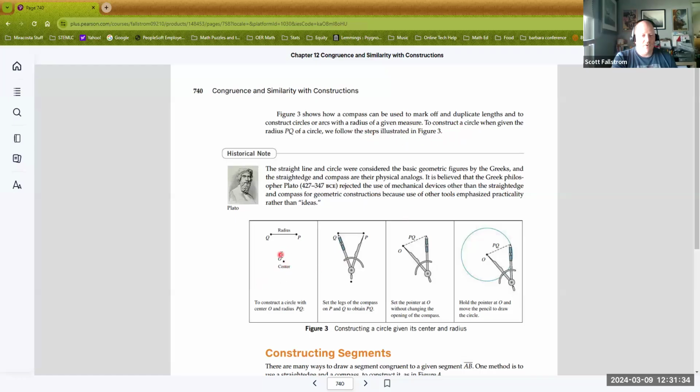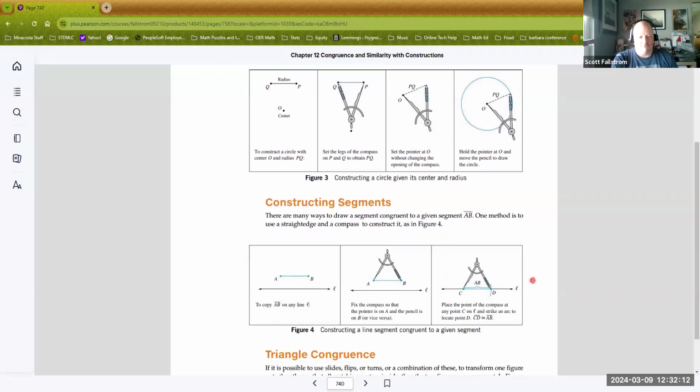Okay. All right. Then they say figure 3 shows how to mark off and duplicate lengths to construct circles or arcs. So if you have a point O and you have some length you want to replicate, set your compass, like I showed in the setup video, to replicate that length. Then put the pokey part or the pointer at the center, and then hold the pointer at O and move the pencil to draw the circle. Now, again, if you're trying to do this with 2 hands, it's going to be very, very challenging because you're trying to push one down while you keep the other one moving. It's just really hard. Work to tip the compass down, keeping pressure at the pokey part, and then doing a quick turn. And we'll practice this in class as well.